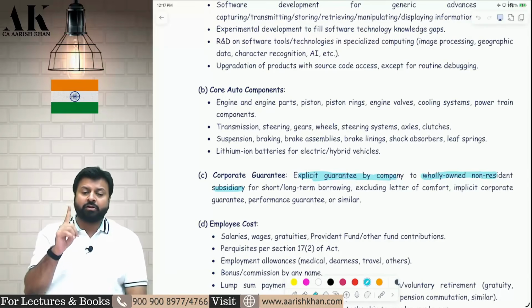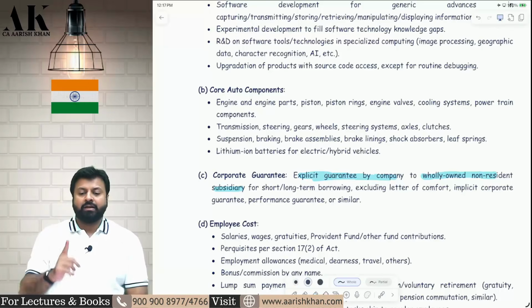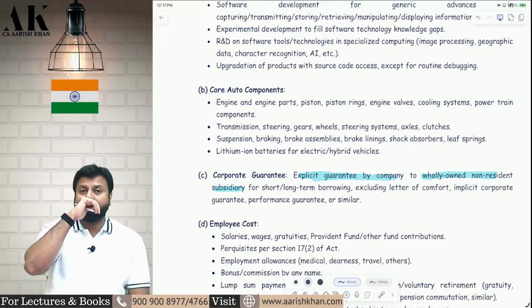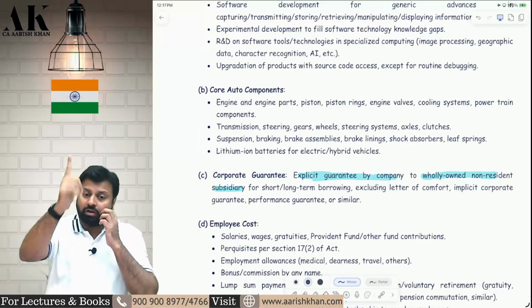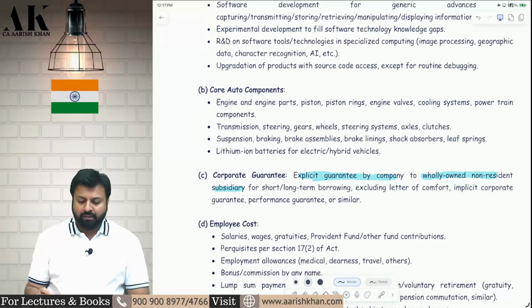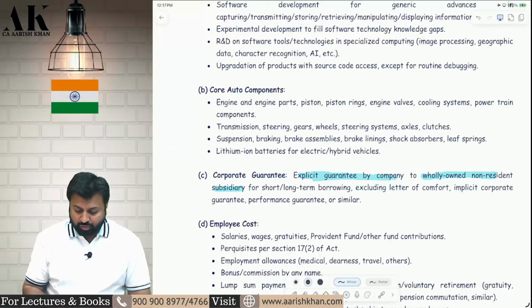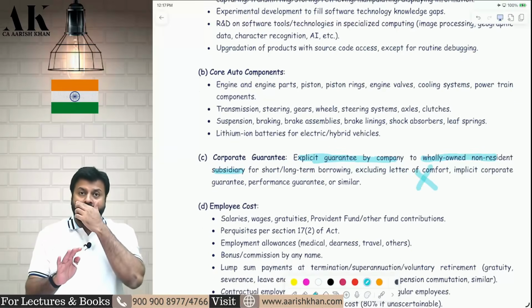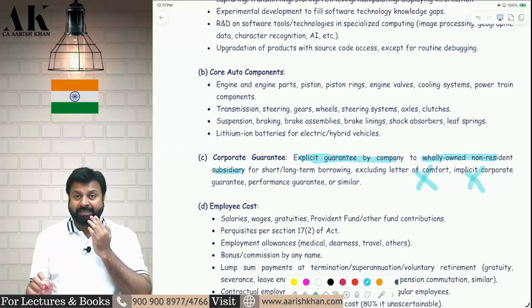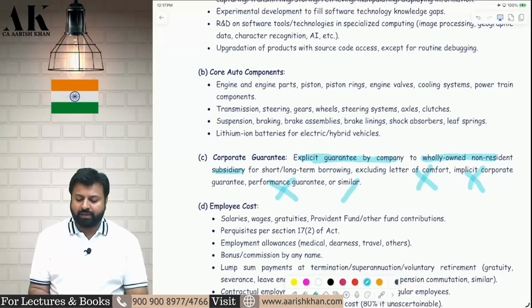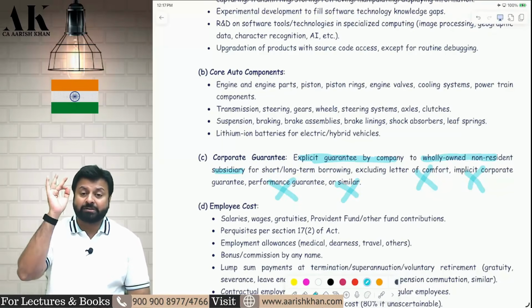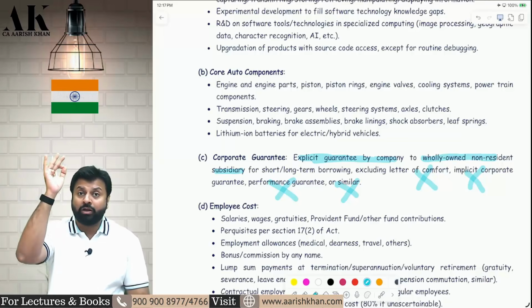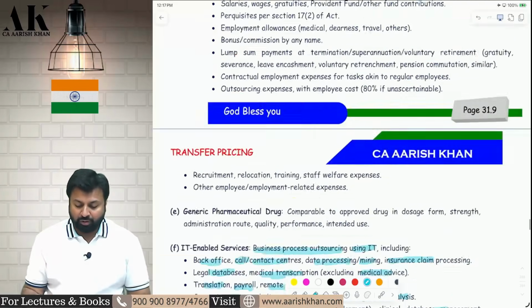Corporate guarantee, first of all, should be an explicit corporate guarantee. And plus, it should be only to a non-resident subsidiary, that too a wholly owned subsidiary, not a small subsidiary. For long-term or short-term borrowing, it does not include a letter of comfort. Corporate guarantee will not include letter of comfort, will not include implicit guarantee, will not include performance guarantee or similar guarantees. It should be an explicit guarantee to the wholly owned subsidiary, which is a non-resident. I hope it is clear to all of you.